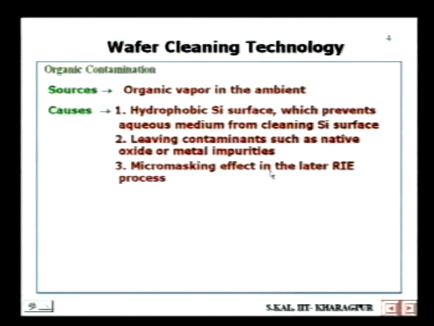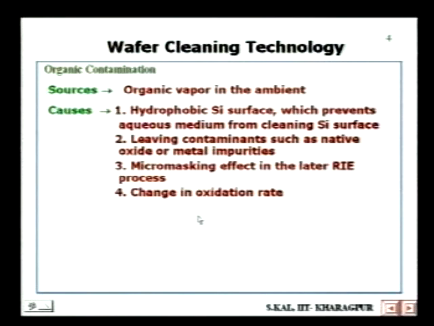Micro masking effect in later RIE process. Any source of organic contamination patch on the surface will act as a micro mask, and it will prevent RIE etching. So those are the effects of the organic contamination, which can deteriorate further processing or further steps.